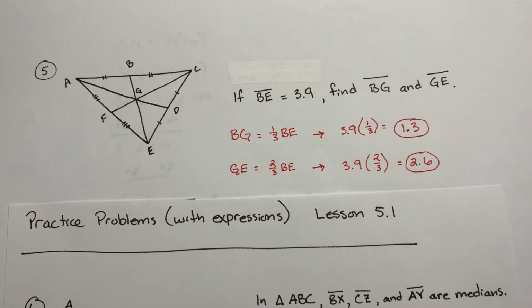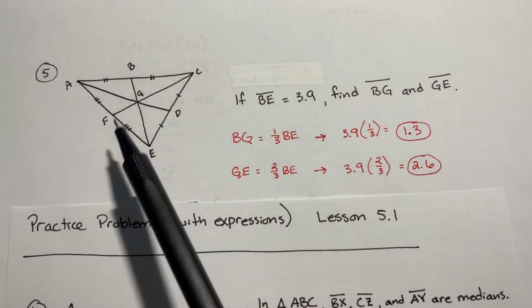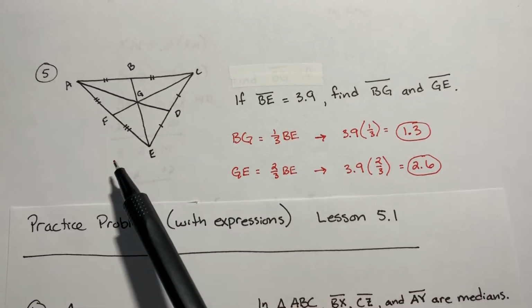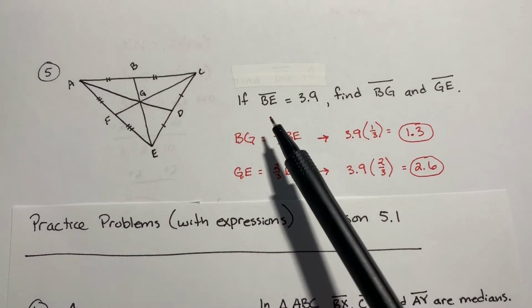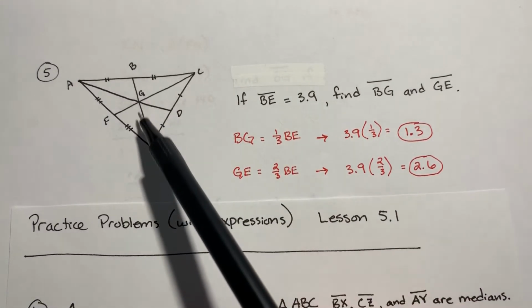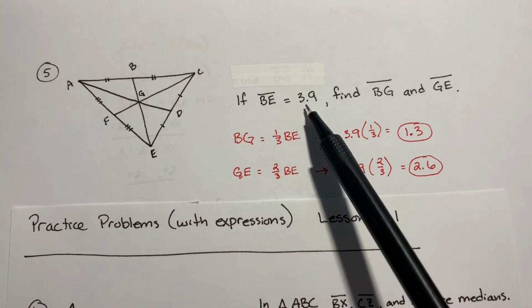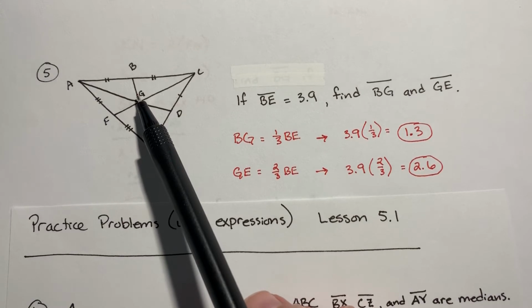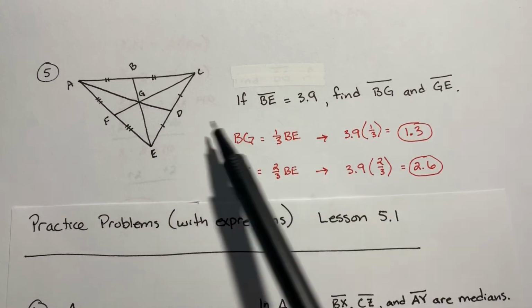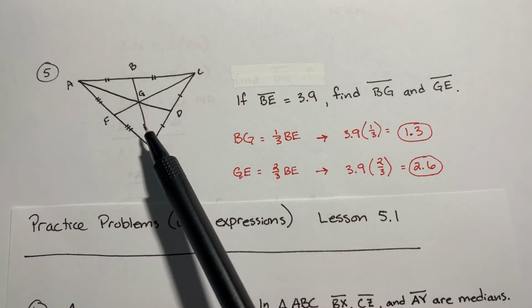Problem 5. All right, again, same situation. 3 medians, cuts the opposite sides in half. If we have line BE, okay, BE, that's the whole thing. We've got line BE, it's 3.9. We want to find both BG, that's the 1/3 segment, and GE, that's the 2/3 segment.